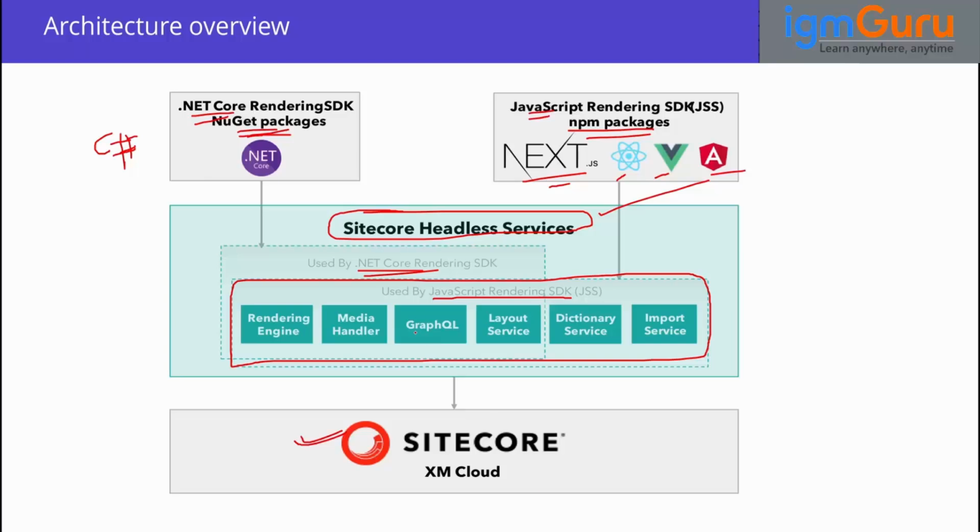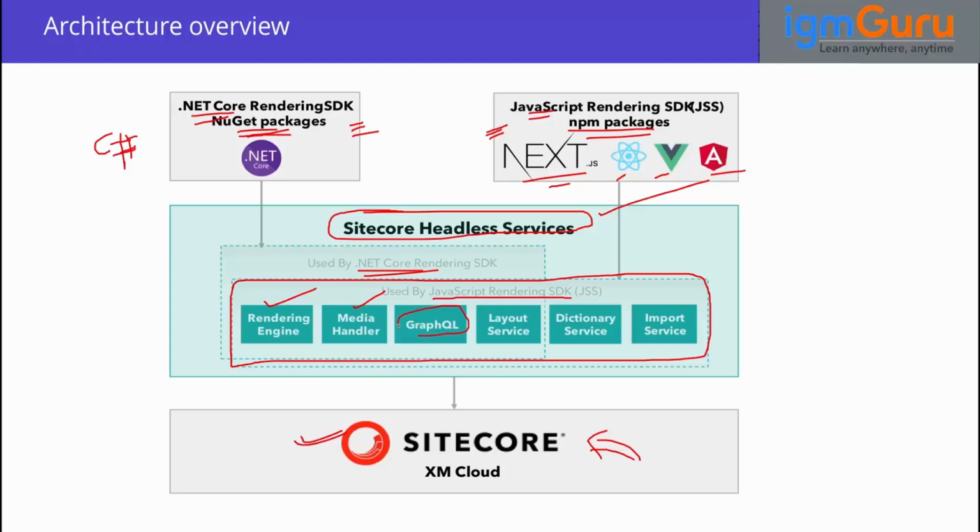Inside this one, you will get lots of different features. For example, it provides you the rendering engine: let's suppose you have created some Sitecore item, then to expose it to the outside world, you can use the rendering engine. You have the media handler. For example, you have uploaded some images into Sitecore. Now how to get those images onto your actual website, either on .NET Core or on Next.js? We can do it through the media handler.